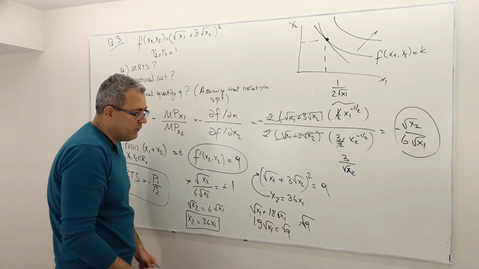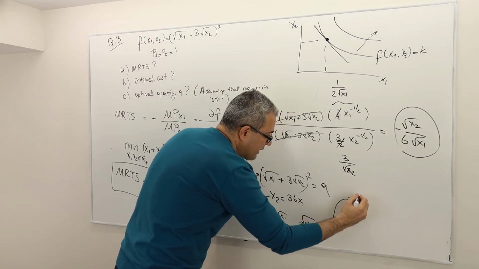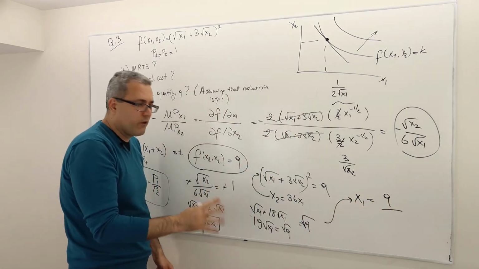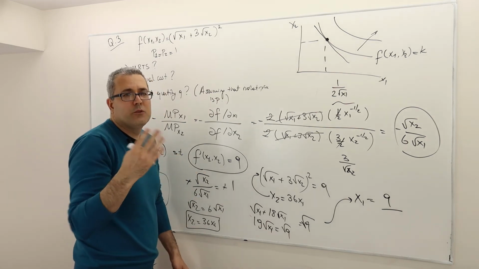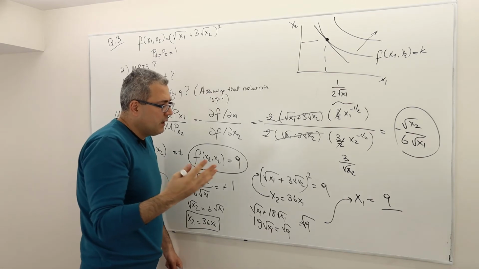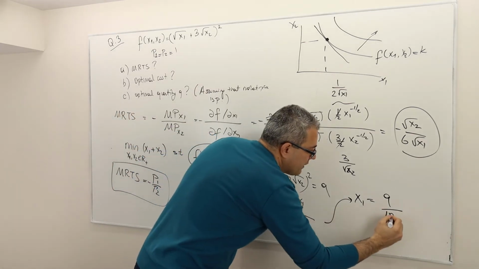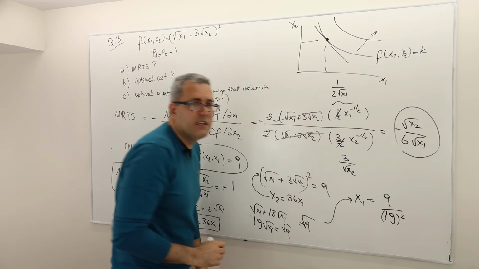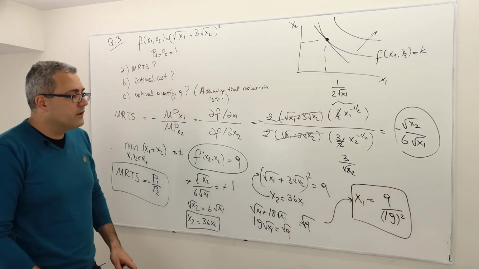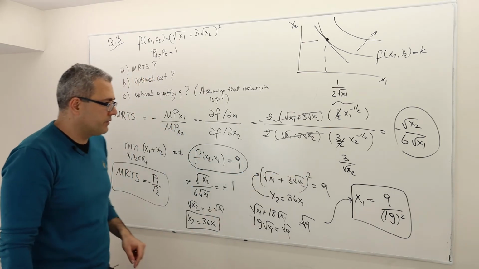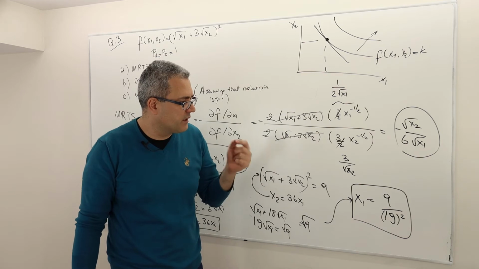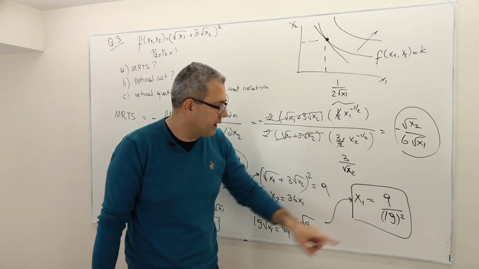What does that tell you? Well, that tells me that x1 is equal to Q divided by, taking the square of both sides, 19 to the power 2. I don't know what that equals, 280 something, I guess. But you know what? Who cares? Leave it as it is, 19 square. You don't have to use a calculator all the time. So this is how much input 1 I'm going to use. Again, this is not 9. Sorry, sometimes my 9s and Qs look the same. So this is Q, the quantity.